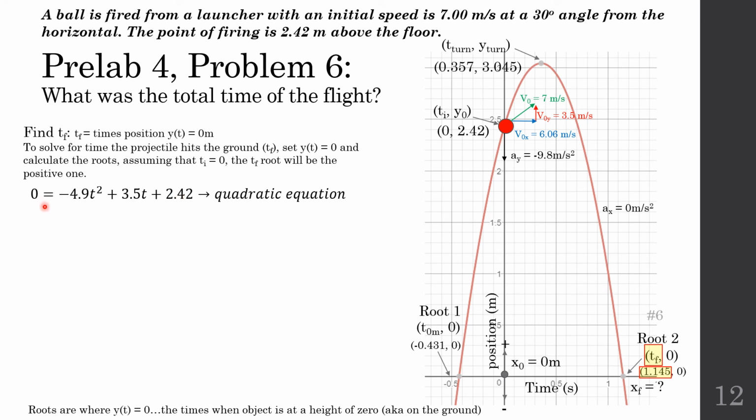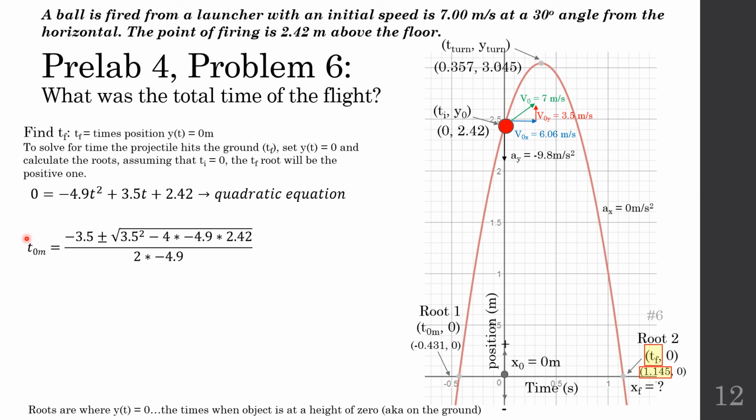So this is our quadratic equation, and we are going to need to use the quadratic formula to solve: negative b plus or minus the square root of b squared minus 4ac, all over 2a. So we're going to be using that in order to solve for our time.